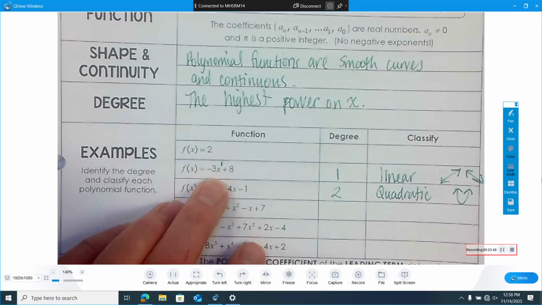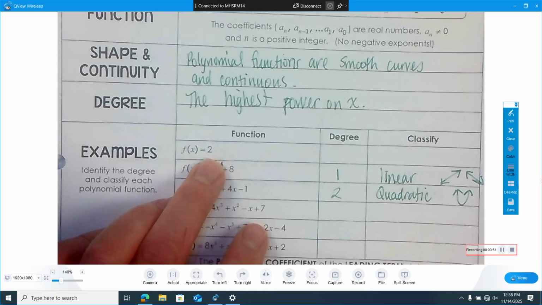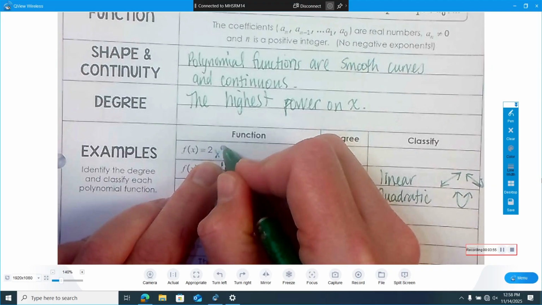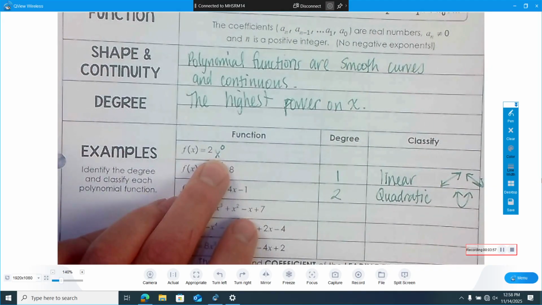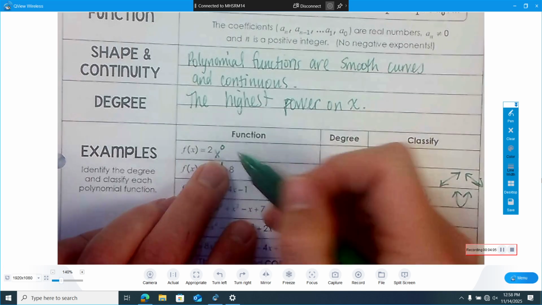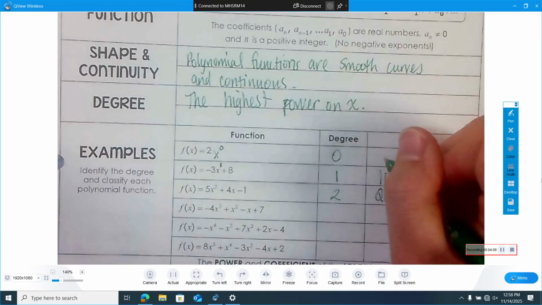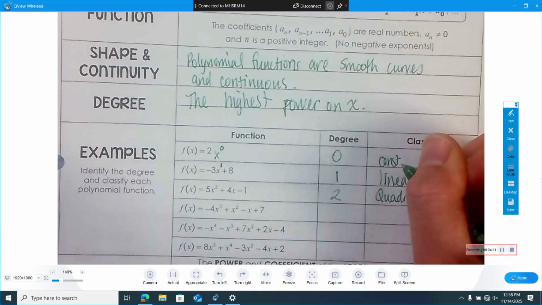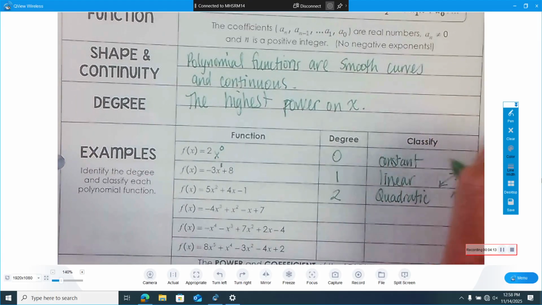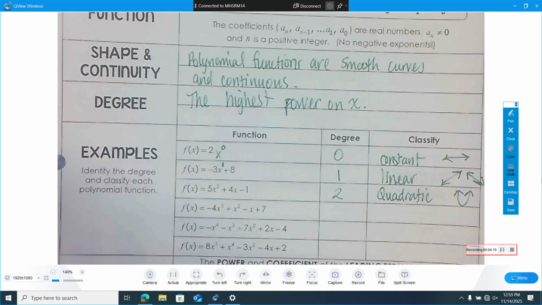All right. This one's tricky. What's the degree of this function? 0. It's x to the power of 0. That's the sort of sneaky thing there. Anything to a power of 0 is 1. And so that really just goes away, and it just leaves the 2 behind. It has a degree of 0. Constant function, C-O-N-S-T-A-N-T. Constant function, that is a totally horizontal line.